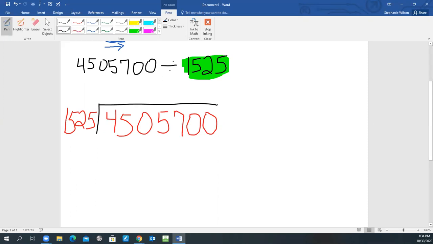Okay, so first thing I do is I notice there's 4 digits here. So we know we need to at least look at 4 digits before we go any further. There's no way these 4 digits are going to go into 45. That's only 2 digits. So a lot of times there's a lot of critical thinking going on here. So what I'm going to see is how many times, and let me highlight it right quick, how many times will this 1525 go into the 4505?